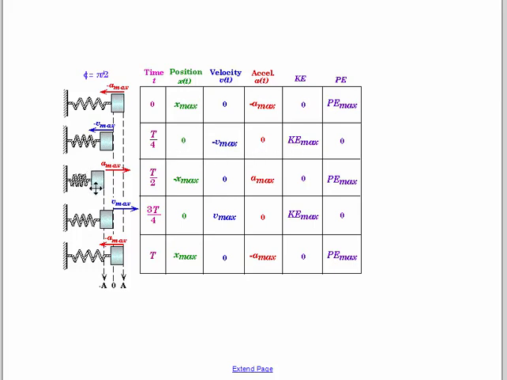When I go back to the left, again, I've reached my maximum displacement. We're going to let this be negative because I've set up anything going to the right to be positive, anything to the left negative. I reach my maximum acceleration, which is going to go back to the right, and the potential energy is going to be maxed.